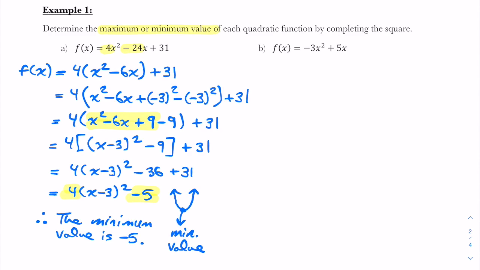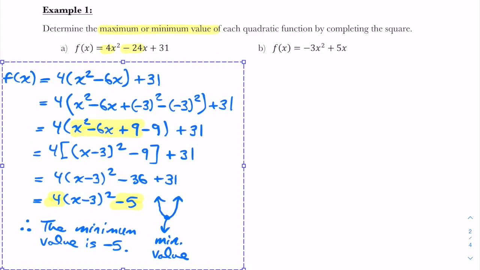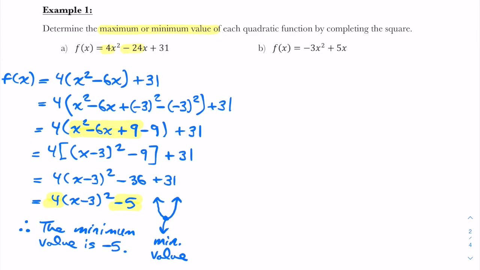All right, moving on to example B. I need to give myself a little more room for this next example. Let's begin by following our recipe. We factor out the a value from the first 2 terms of the expression. So we're going to factor out a negative 3, which is going to leave us with x squared take away 5 over 3 times x. Now notice that 3 doesn't go into 5 evenly. That's fine. Just leave it as a fraction.